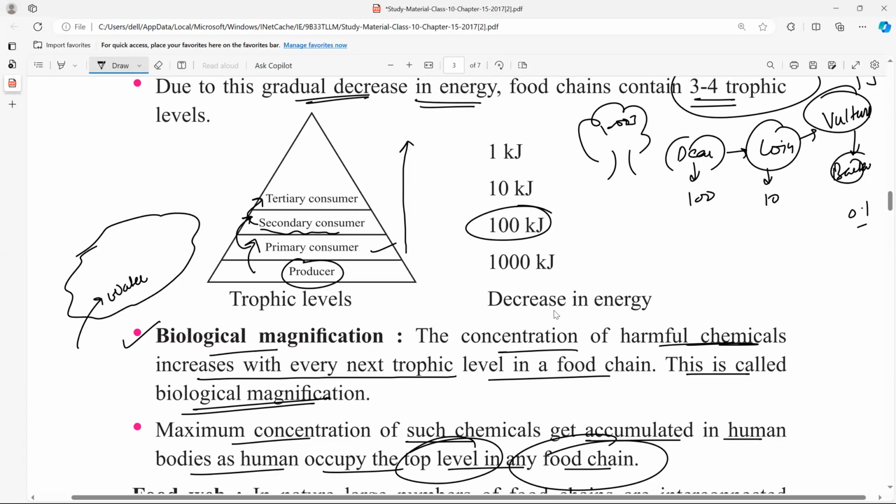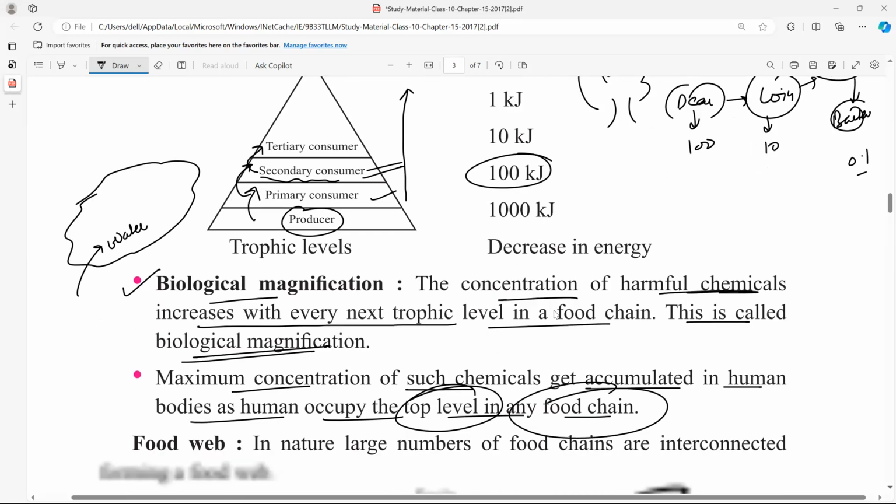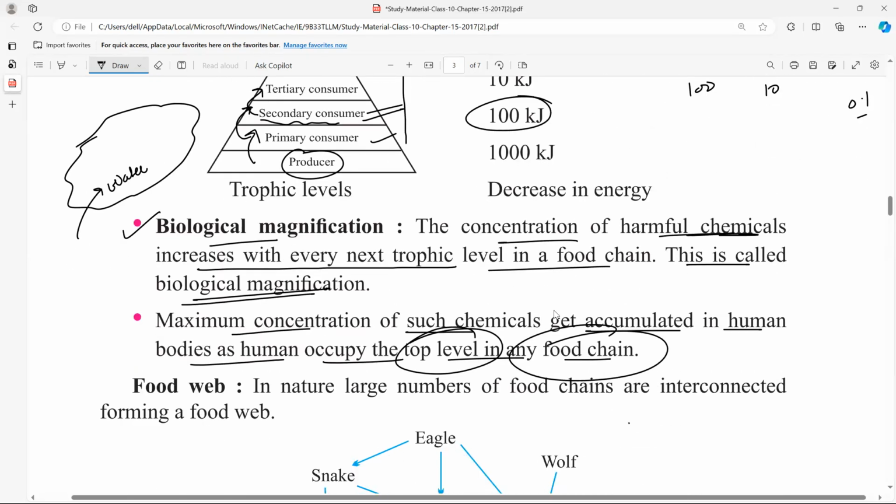If the harmful chemical is given to the plants, and the plant is eaten by the primary consumer, and this primary consumer is eaten by the secondary consumer, then the concentration of the harmful substance will be more in the secondary consumer than that of the producer and the primary consumer. So this is opposite. This is called biological magnification. The concentration of harmful chemicals will increase in the next trophic level in the food chain. The maximum concentration of chemicals gets accumulated in the human body as the human is at the top of the food chain.